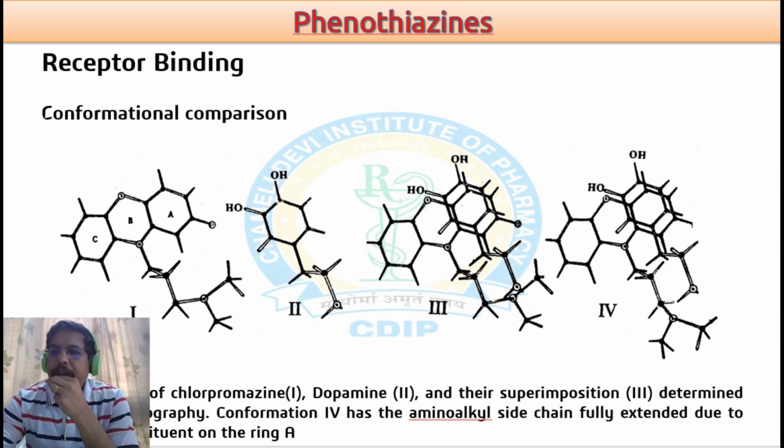Now look at the binding of dopamine with the D2 receptor. Take a tour of another slide.